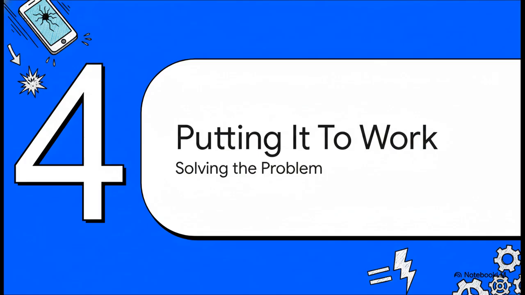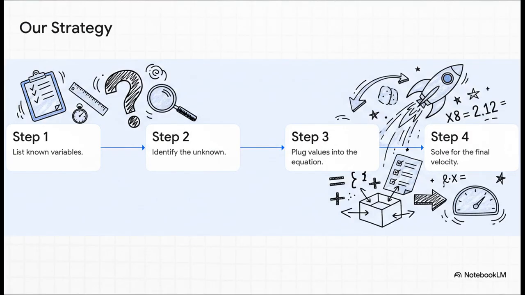It's time to figure out its final unfortunate speed. The best way to solve any physics problem is to have a game plan. Here's our simple 4-step strategy. First, we'll list everything we know. Second, we identify what we don't know, our target. Third, we plug all those numbers into our awesome timeless equation. And fourth, we just do the math and solve for the answer.